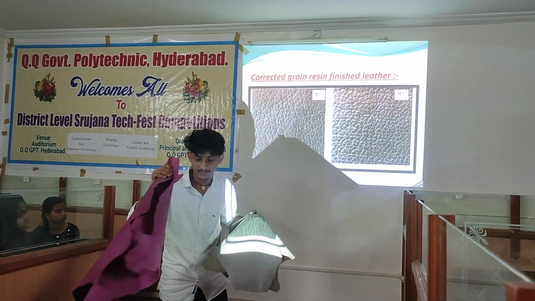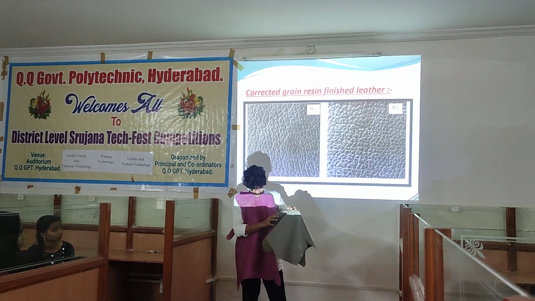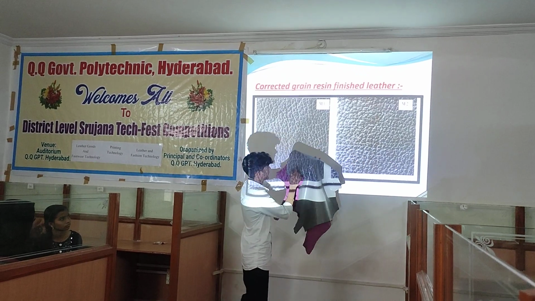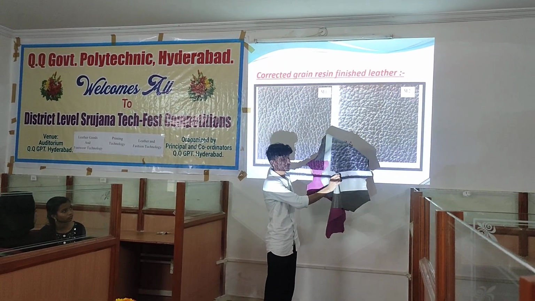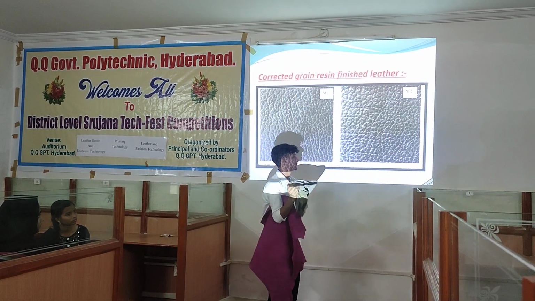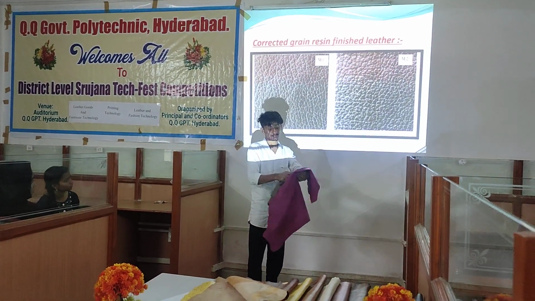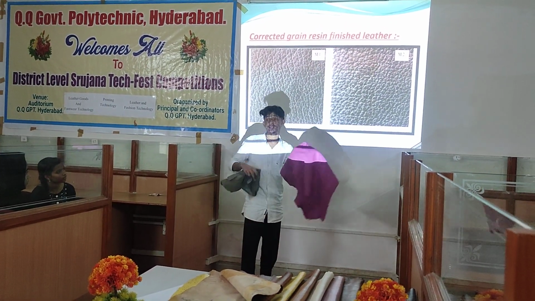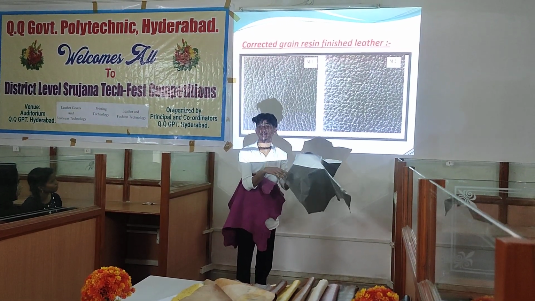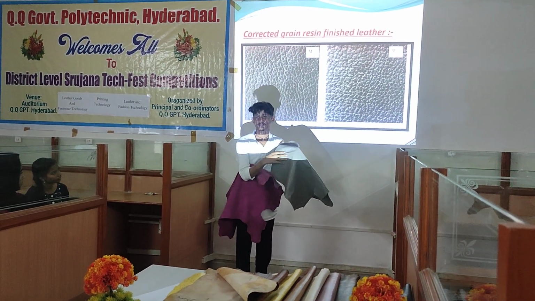Here we can see the difference: this is crushed leather and this one is corrected grain resin finish. It has a good appearance and a good smooth feel, like sponge or cloth. But the crushed leather has no good appearance and has more defects. After completion of the corrected grain resin finish, we can't see the defects on the grain side, because we have already done the corrected grain resin finish.